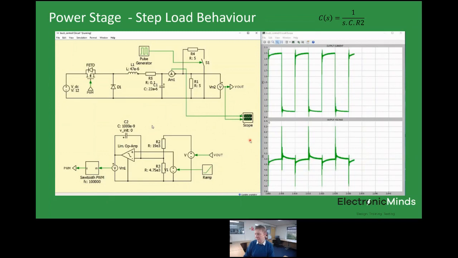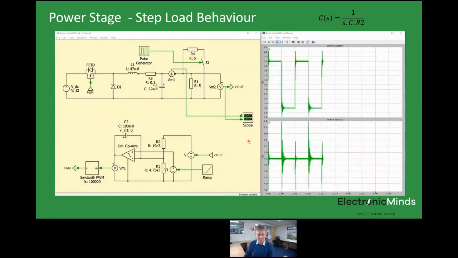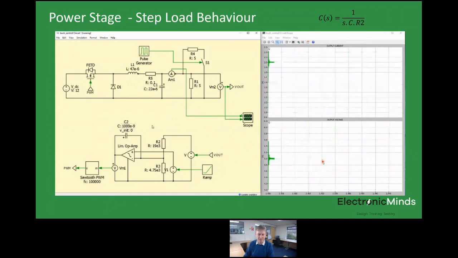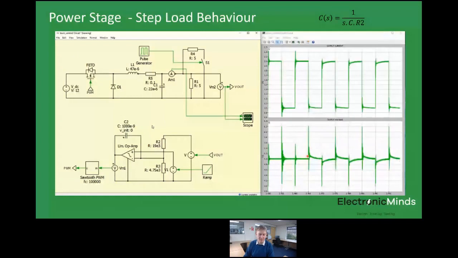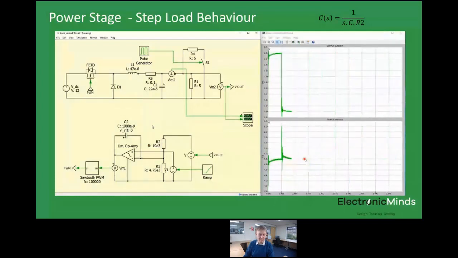So if I leave that going, oh, here we go. It's going again. So this is with 100 nanofarads. I'm going to step now to 1 microfarad. So look at the response now. You can see it's gone to 1 microfarad, so it's slower.